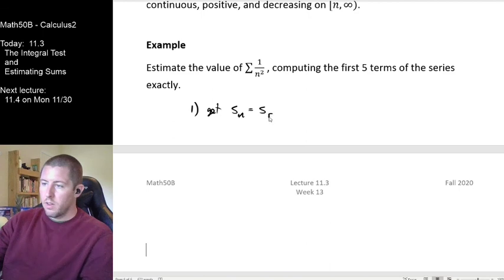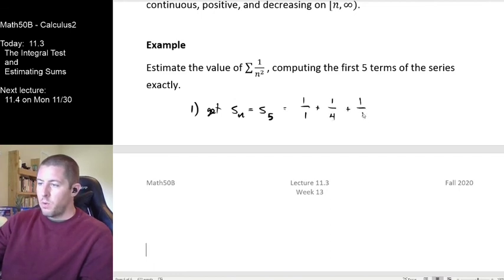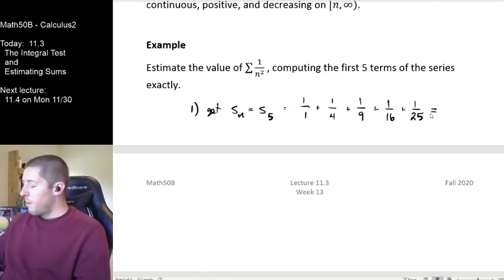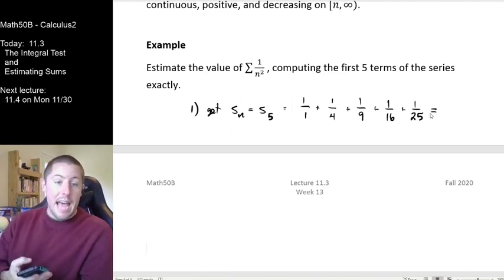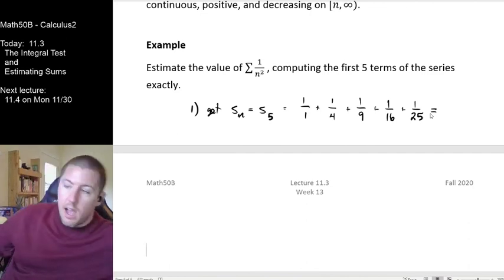In our case, we're going to look at s sub 5. We want the first 5 terms. This is going to be 1 over 1 plus 1 over 2 squared is 4, 1 over 3 squared is 9, 1 over 4 squared is 16, 1 over 5 squared is 25. So this is a pretty good estimate, but it's exactly correct only for the first 5 terms.